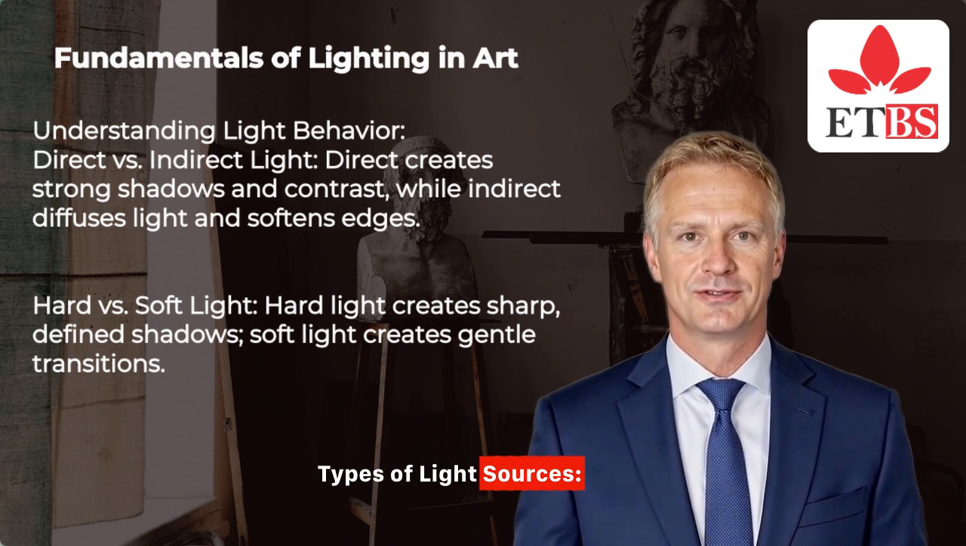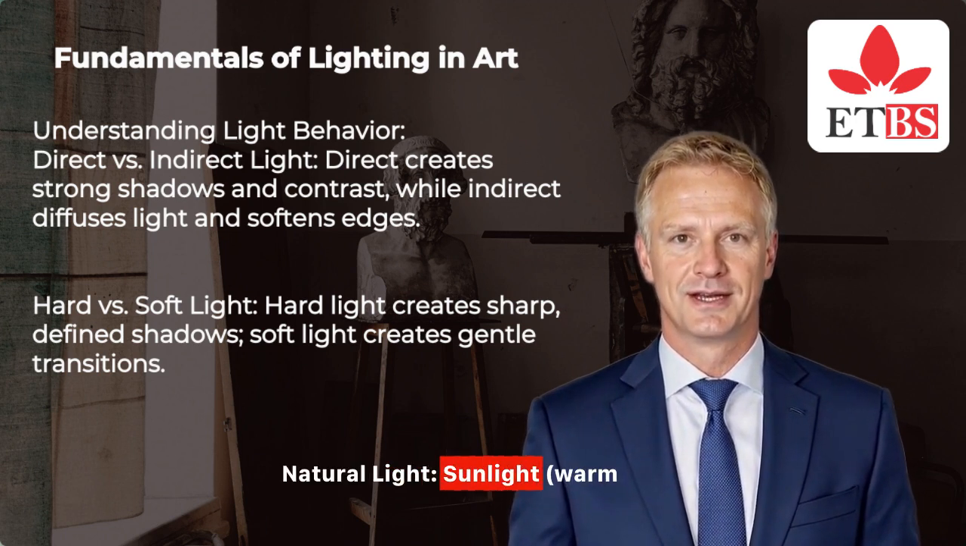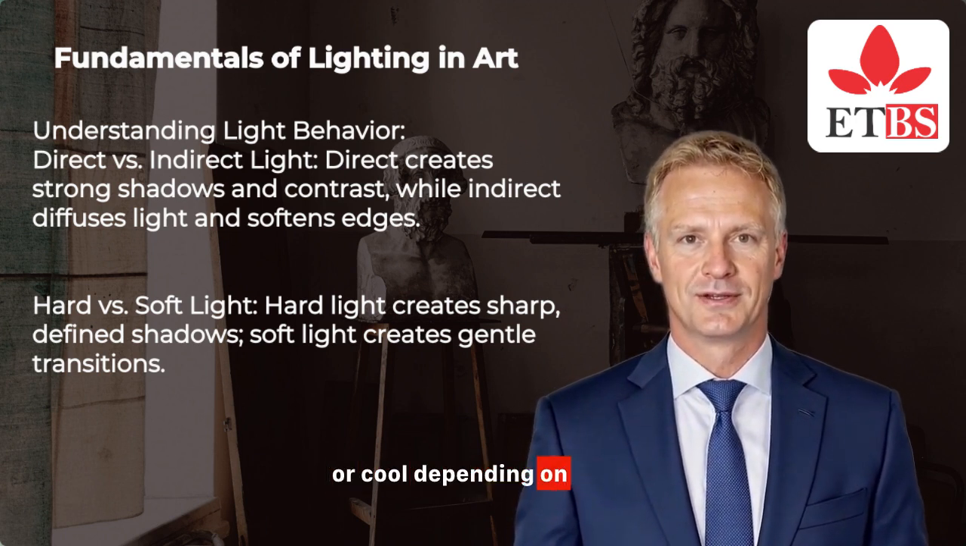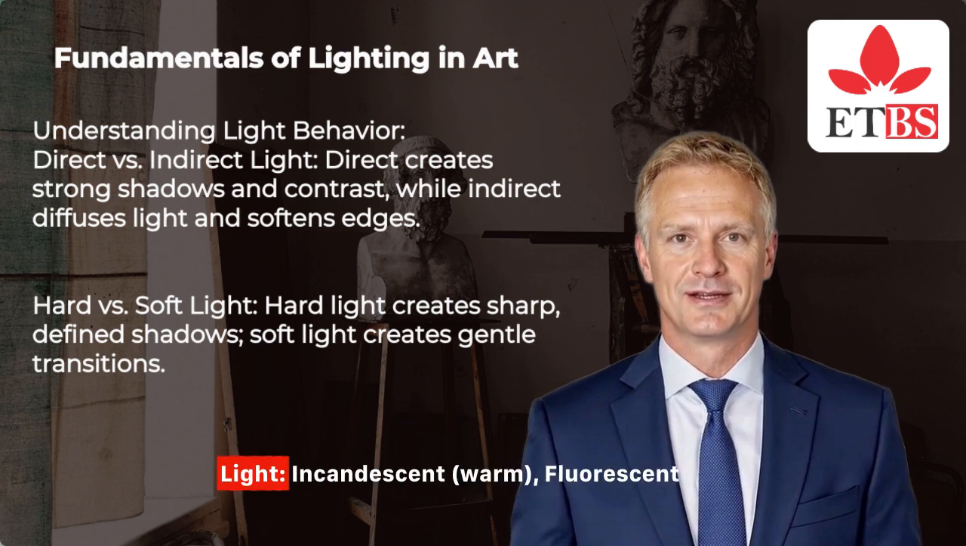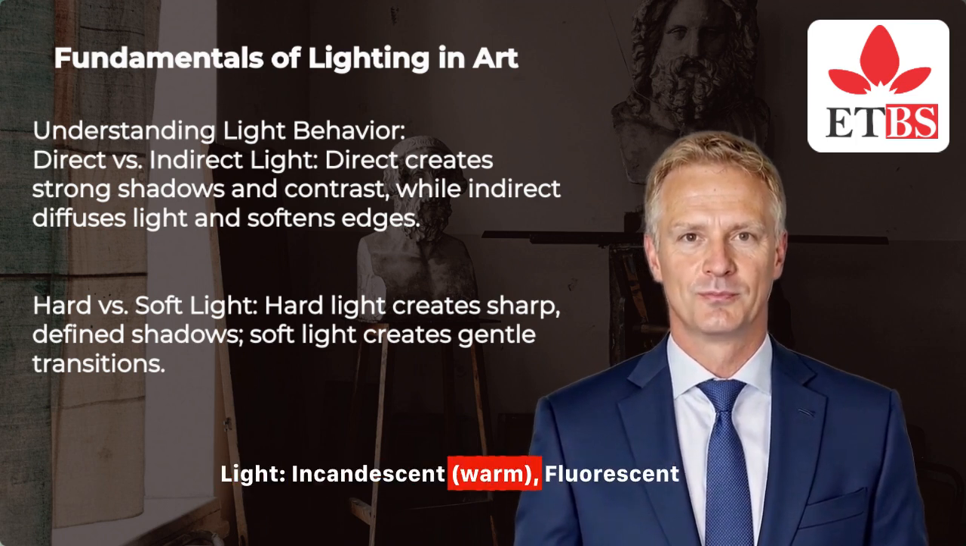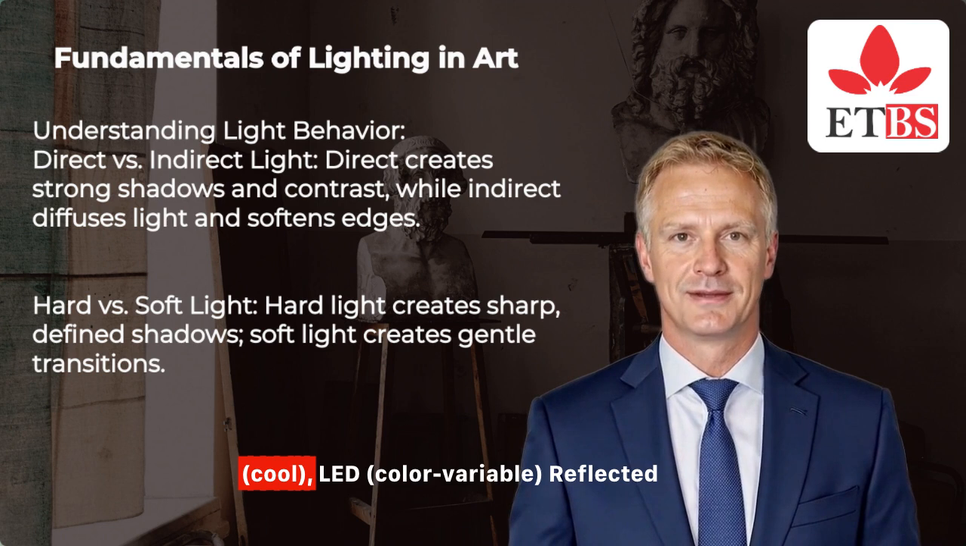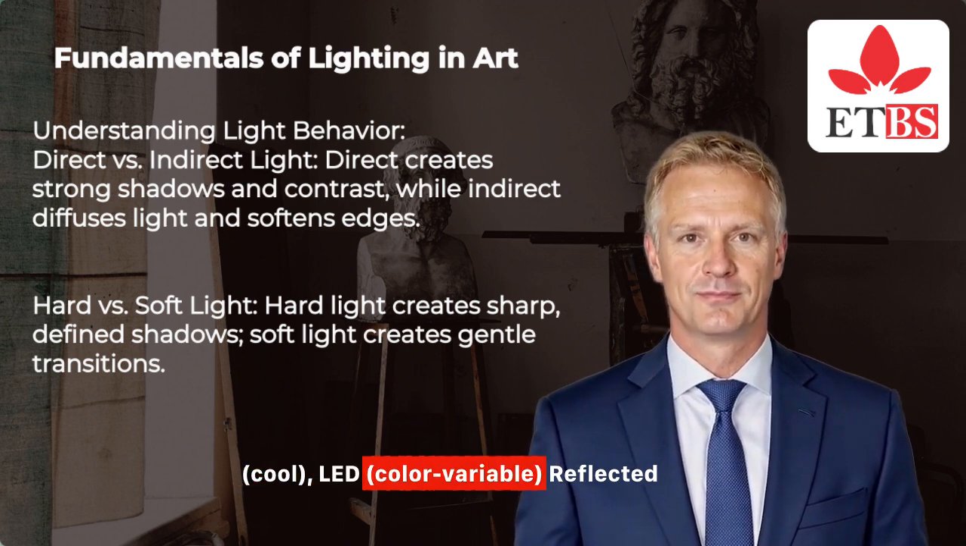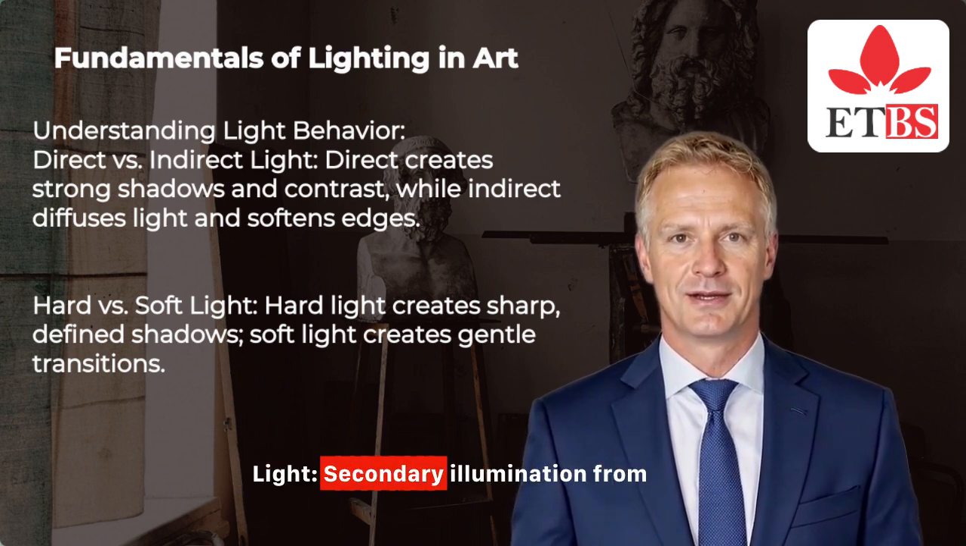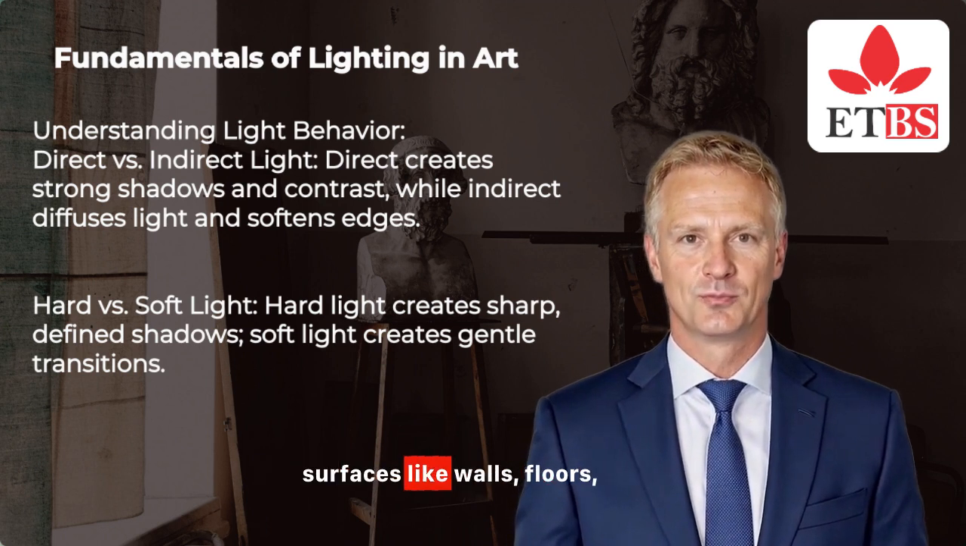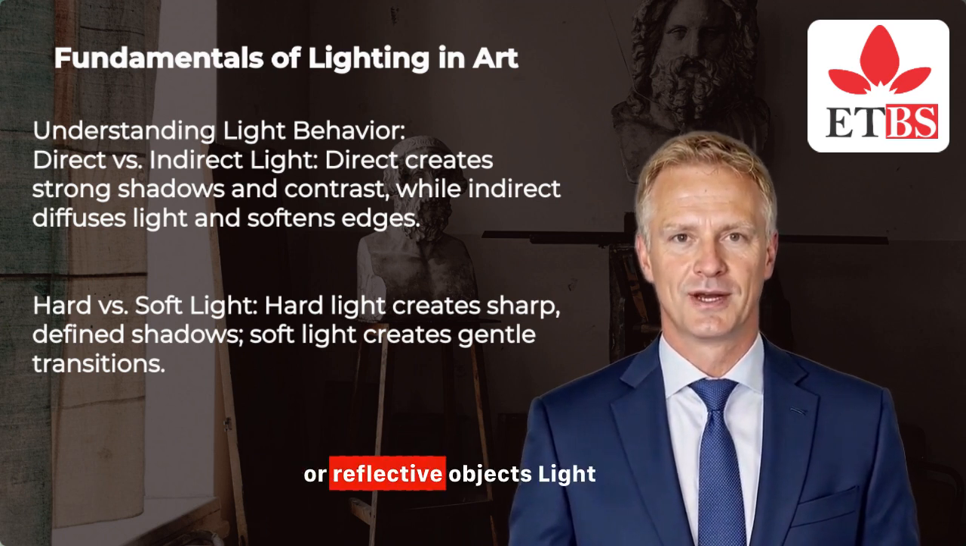Types of light sources: natural light, sunlight, warm or cool depending on time of day. Artificial light: incandescent, warm; fluorescent, cool; LED, color variable. Reflected light: secondary illumination from surfaces like walls, floors, or reflective objects.